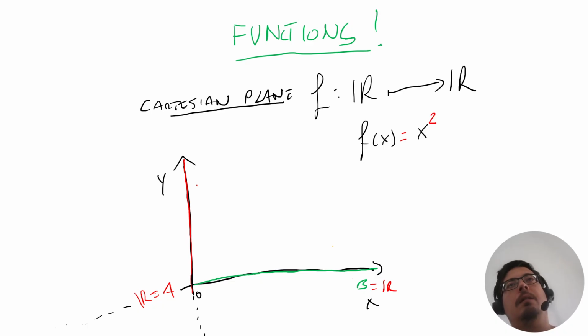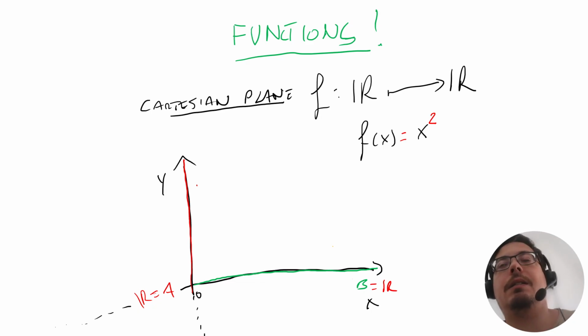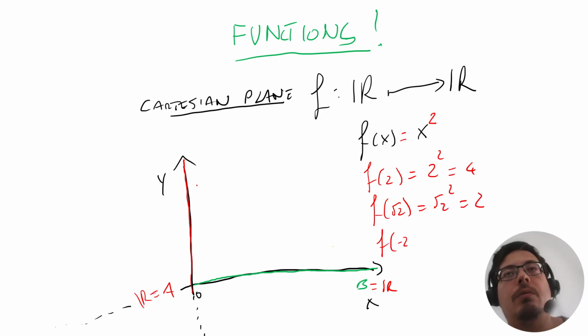Okay? This is a function. We did something to x. We modified x. This is the rule that we use to specify what's on the y-axis given what's on the x-axis. This is a precise rule that you can compute for each number. So if you put x equal to 2, you know that you have to do 2 squared, which is 4. If you want to put square root of 2, you do square root of 2 to the power of 2, which is 2. If you want to put minus 2, you do minus 2 to the power of 2, which is still 4.